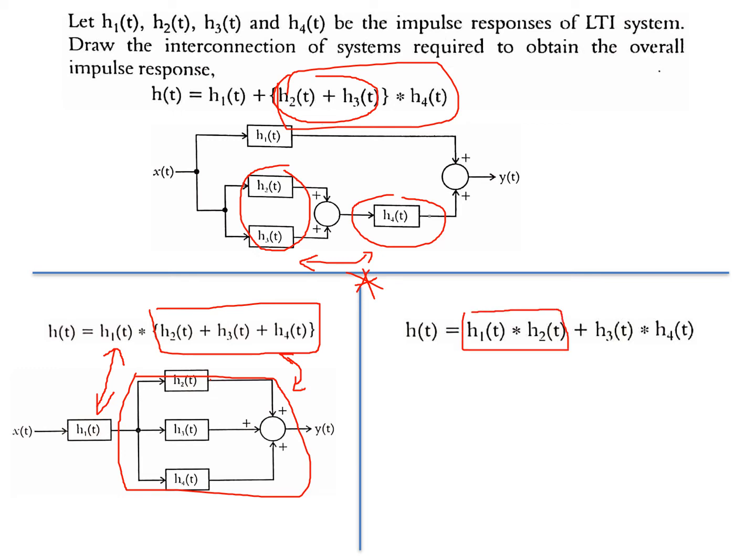That one is this, the other one is this. They are in cascade. Then these two are in cascade, because once again convolutions. So one more block in cascade. This is in cascade with the H4. This is H3, this is H4.